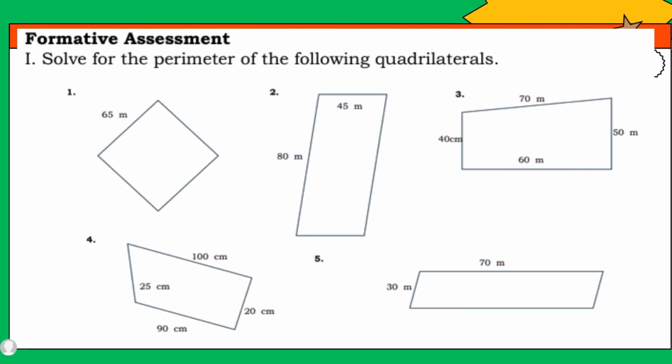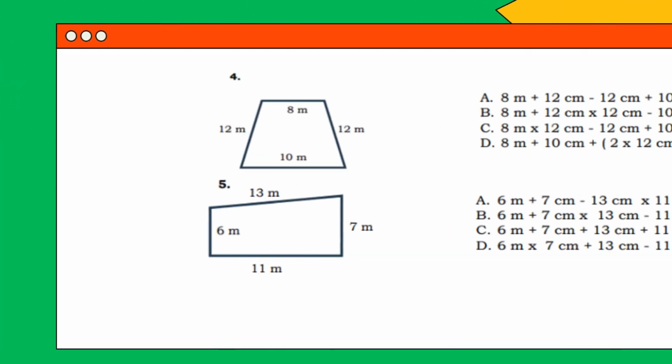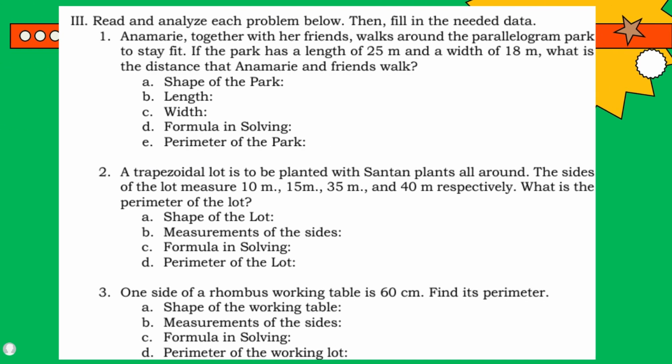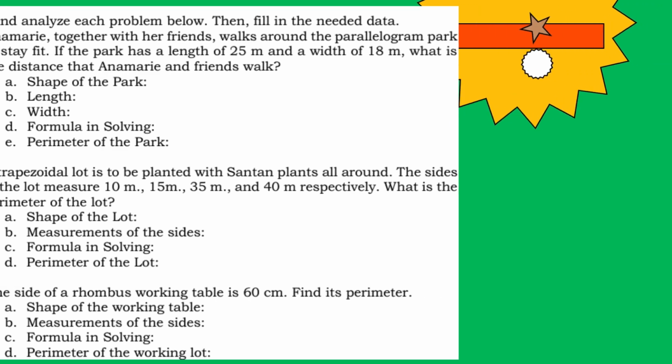To answer this, we need to solve for the perimeter of the following quadrilaterals. You can do it for test 2. You need to choose the letter of the correct formula or number sentence. Good job, kids. Good luck. And for test 3, you need to read and analyze each problem. Good luck, kids. God bless.